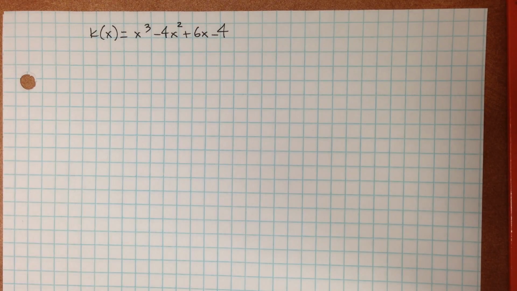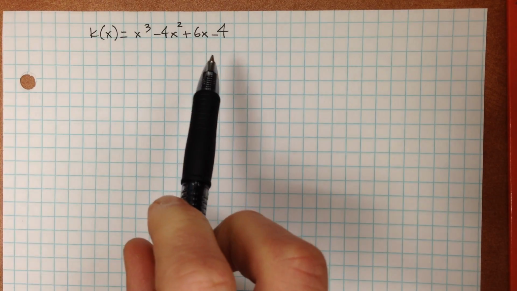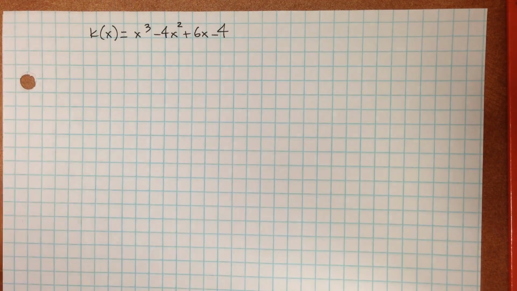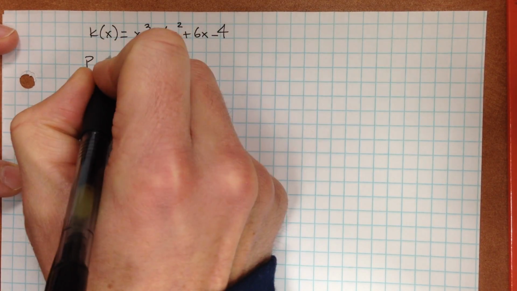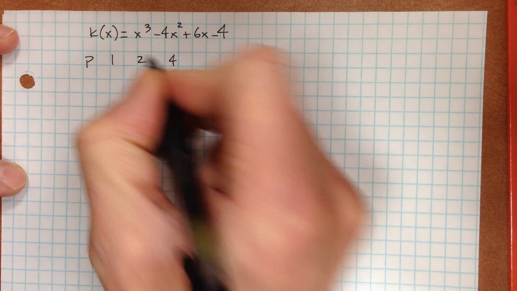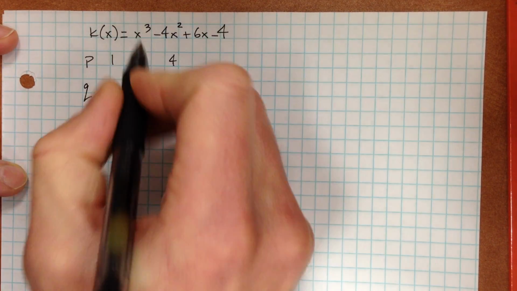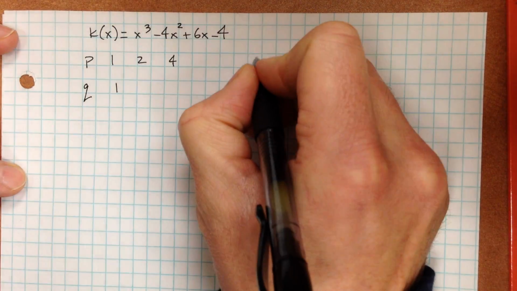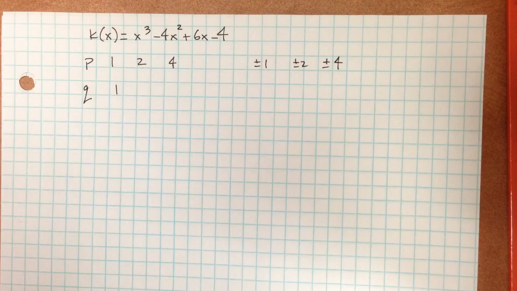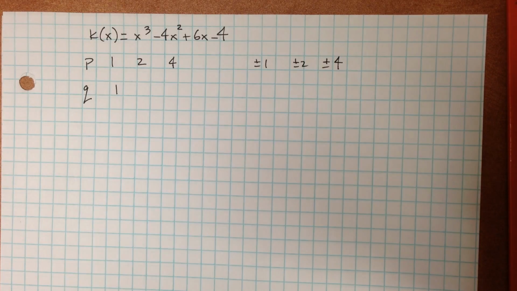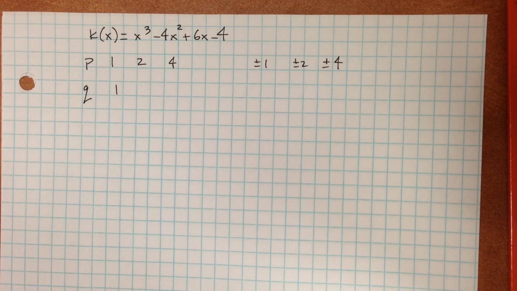All right, we're going to take the factors of the back end, that coefficient, over the factors of the front end right there. So the factors of the back are my p-values, 1 times 4, 2 times 2, over the factors of q, which would be 1. So positive and -1, positive and -2, positive and -4. Those are all the possible rational roots.